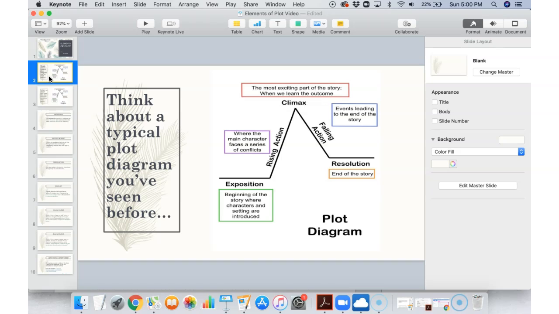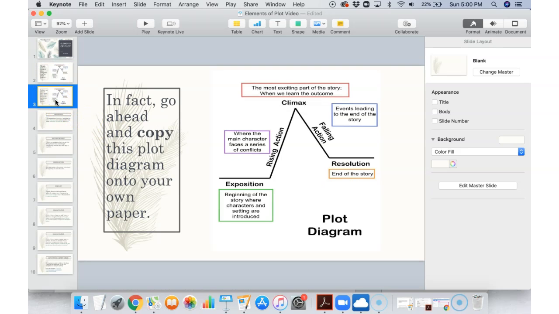And then the climax or the turning point of the story is where we encounter the biggest problem for the character. It's the part of the story or the movie where you just don't know how the character is going to get out of that situation. Then, of course, when the character does get out of the situation, that's the falling action. And then we come to the resolution or the conclusion of the story. So that's the basic plot diagram, right?